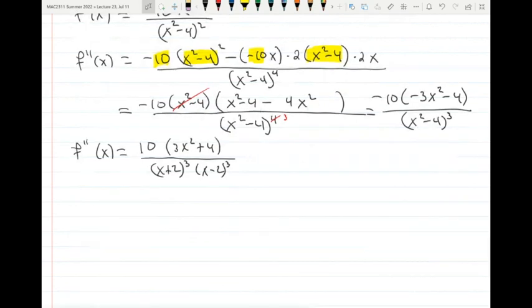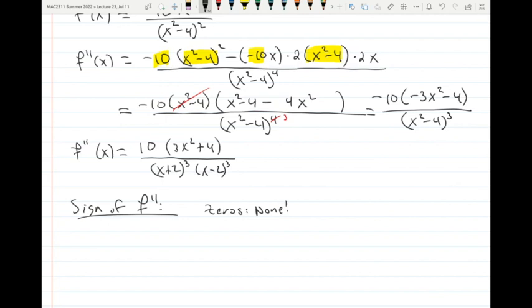All right, so sign for the second derivative. So we need the zeros. Do we have any zeros here? It's a fraction. The zeros of a fraction come from the top. Is the top 0 at some point? No, it's not. That's a 3x squared plus 4. That's always positive. You understand this? So we don't have any zero coming from here. And then values that make it undefined. Do we have any values that make the second derivative undefined?